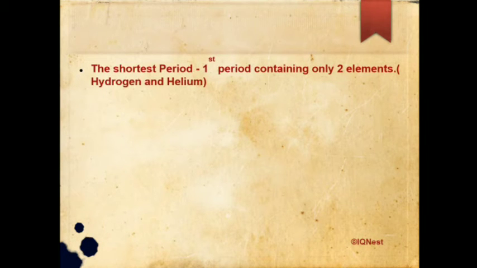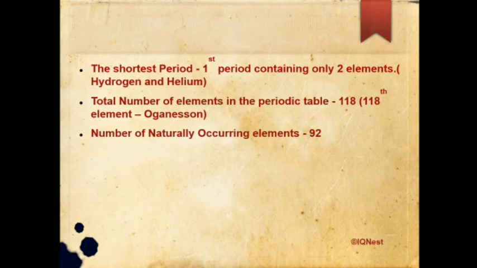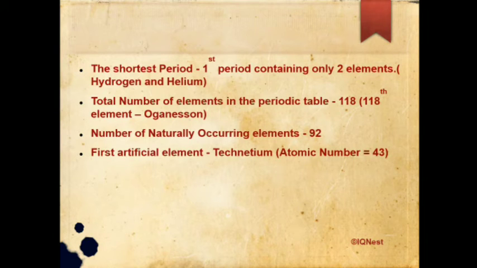Now the shortest period, that is the first period, contains only 2 elements, that is hydrogen and helium. The total number of elements in the periodic table is 118. So the 118th element was oganesson. The number of naturally occurring elements in the modern periodic table is 92. The first artificial element in the modern periodic table is technetium and its atomic number is 43.